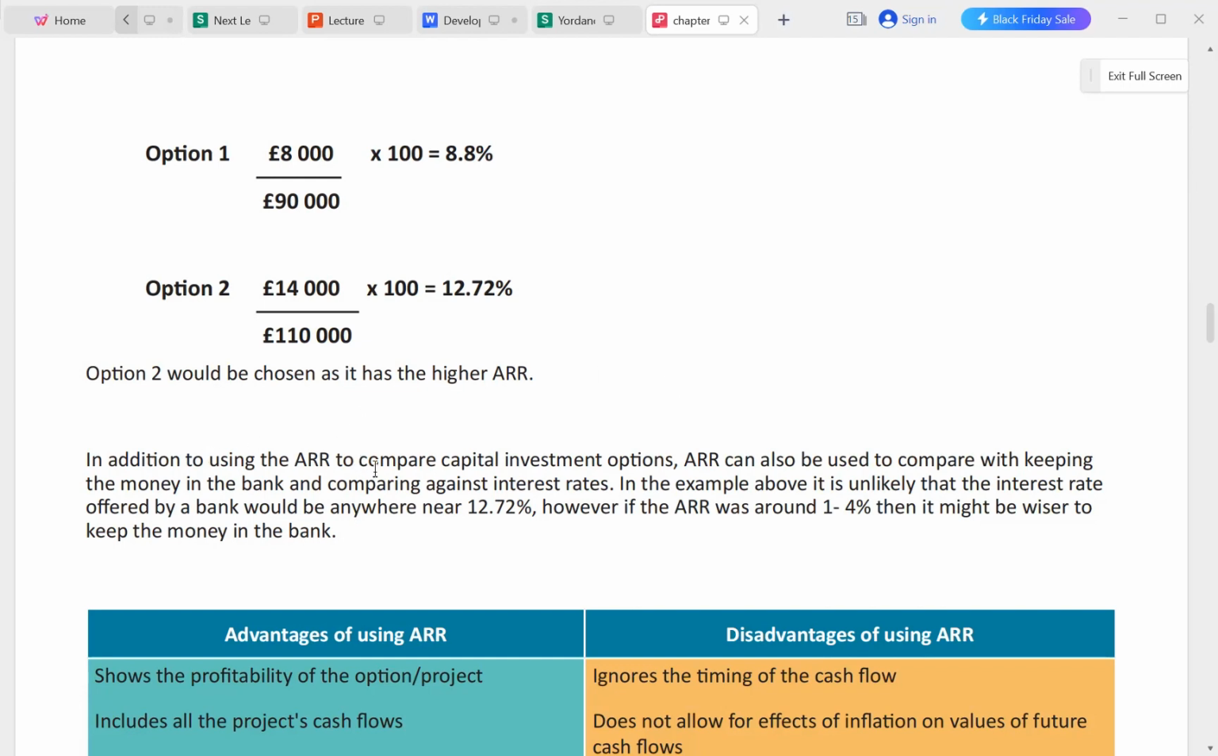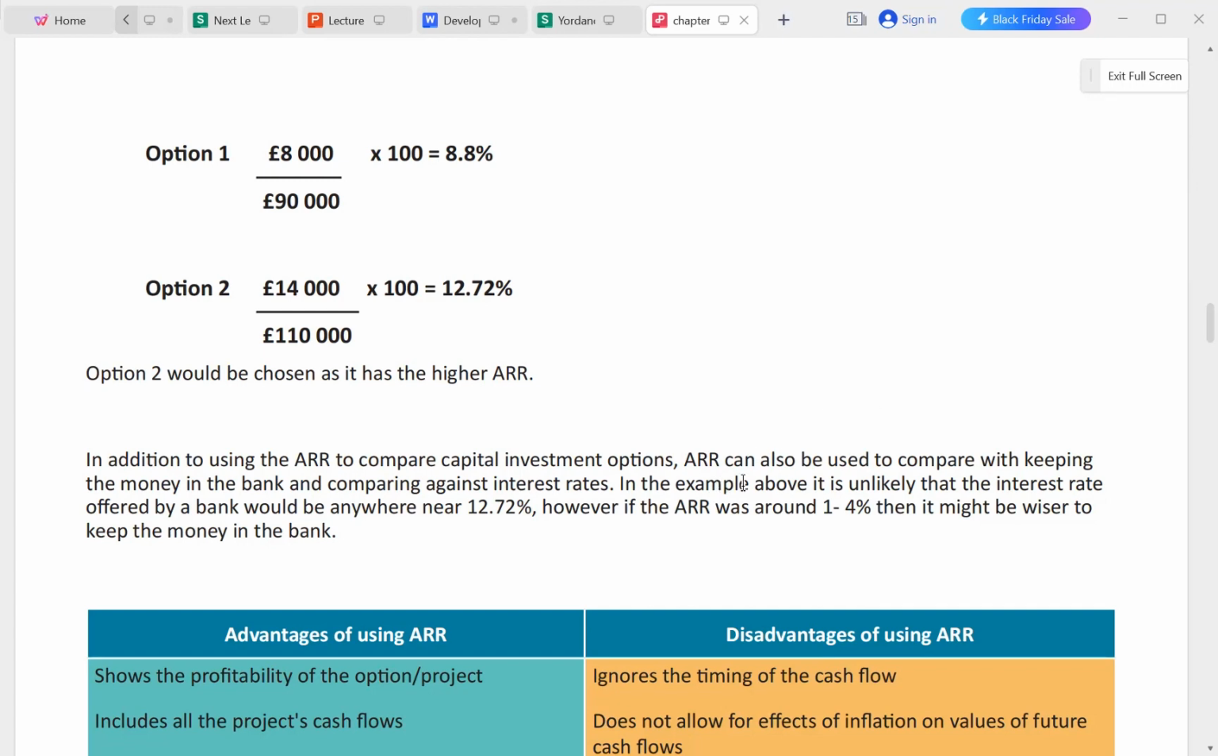So in addition to using the ARR to compare capital investment options, ARR can also be used to compare with keeping the money in the bank and comparing against the interest rate. So what we are doing here is comparing: should I keep it in the bank or should I invest it? ARR is going to tell you that answer when you do your calculation.